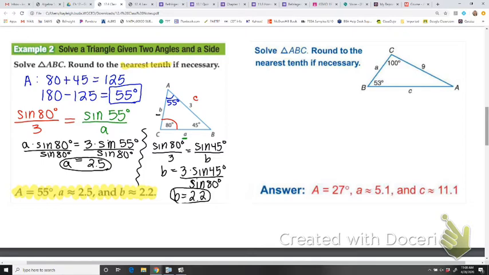And likewise, I can set up a different ratio for side length B. So the angle that we're using here is capital C, sine of 80 degrees over its opposite side of 3. And then to find B, we need its opposite angle of 45. So sine of 45 degrees over B. And use cross products here. So you're going to have B times the sine of 80 equals 3 times the sine of 45. And I didn't show it, but you can divide both sides by sine of 80. So you can type that directly into your calculator and get 2.2 for side length B.